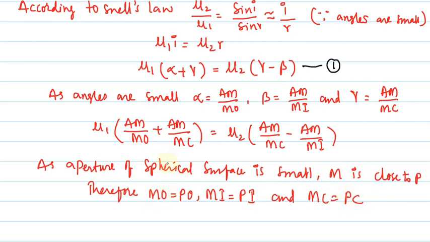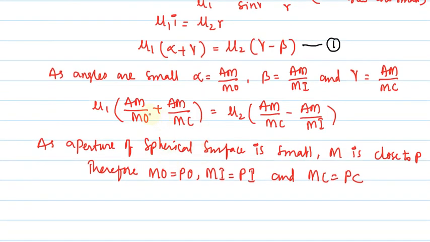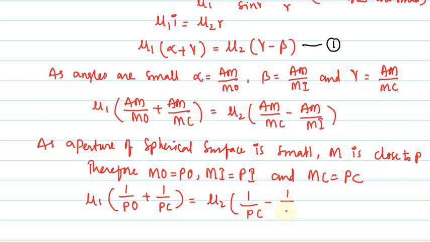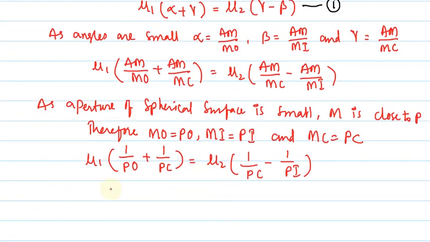If we substitute these terms in the above expression, and if we take AM common on both sides and cancel it, then mu1 into 1 by MO, which is PO, plus 1 by MC, which is PC, is equal to mu2 into, as AM got cancelled, 1 upon MC, which is PC, minus 1 upon MI, which is PI. Let's multiply with mu1 the terms. I can write it as mu1 upon PO plus mu1 upon PC is equal to mu2 upon PC minus mu2 upon PI.